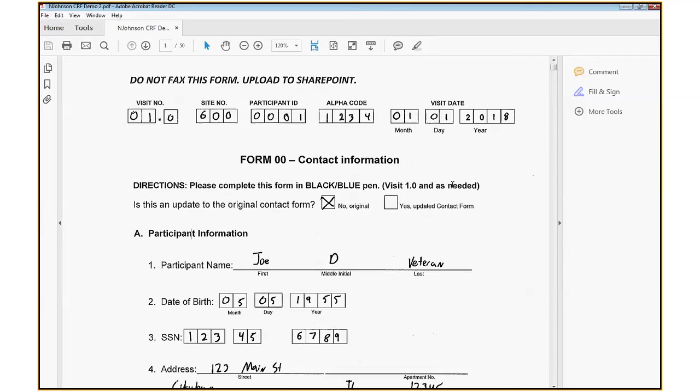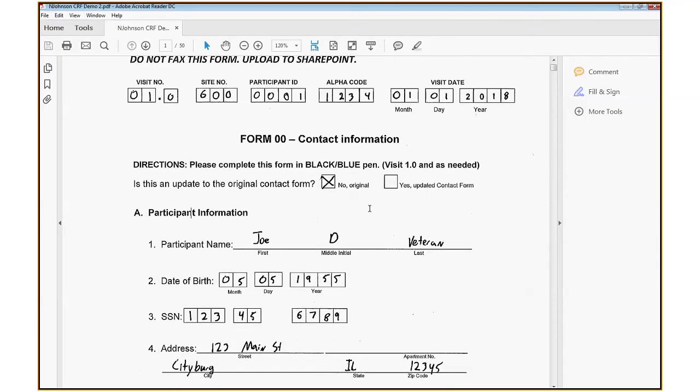All this information can be collected in advance from using the participant's contact information in CPRS, but I do recommend that you confirm all this information when the veteran is actually here, so you can confirm that everything is correct and you did not miss anything. Also, if anything on the contact information does change, you can update this form as shown right here, where it indicates yes, updated contact form.